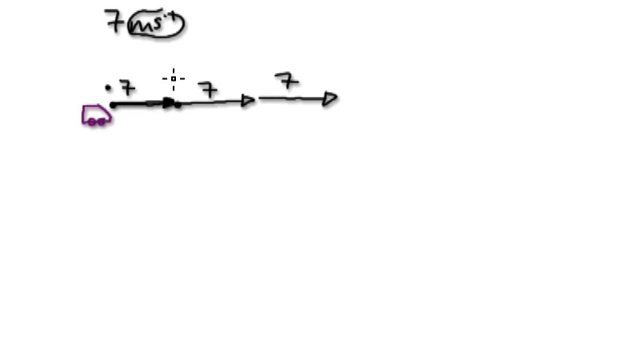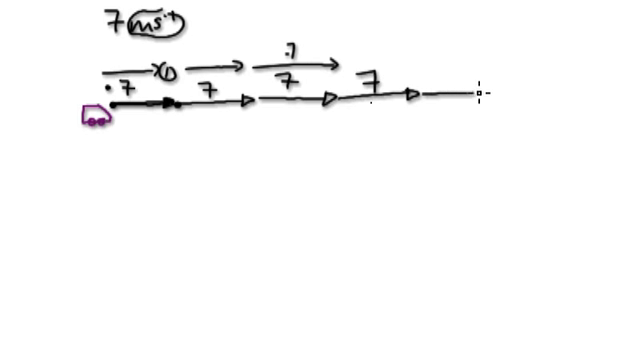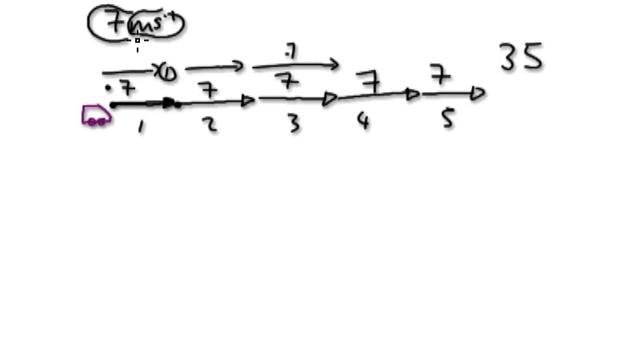So 1 second he would have traveled 7 meters. 2 seconds he would travel another 7 meters. 3 seconds he would travel another 7 meters. And then another second he would travel 7 meters. And let's say after 5 seconds, so 1, 2, 3, 4, 5, he would have traveled 35 meters. So when someone's saying that they're going at 7 meters per second, it means they would have traveled 7 meters every second.